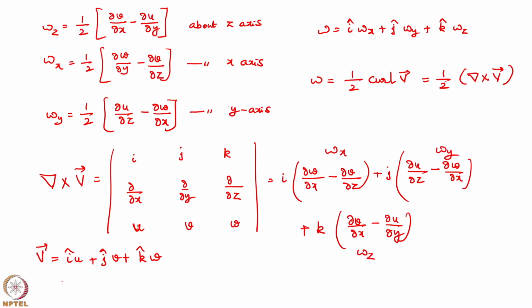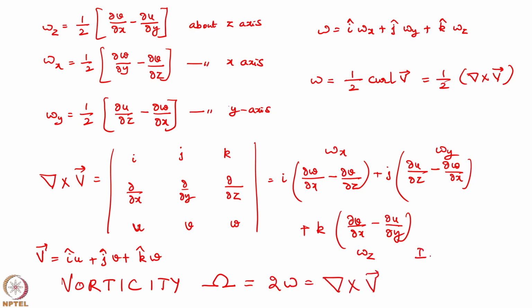So we define what is called vorticity, that is capital Omega, equal to twice the angular motion, which is equal to del cross V. For irrotational fluids, del cross V is 0. Okay.